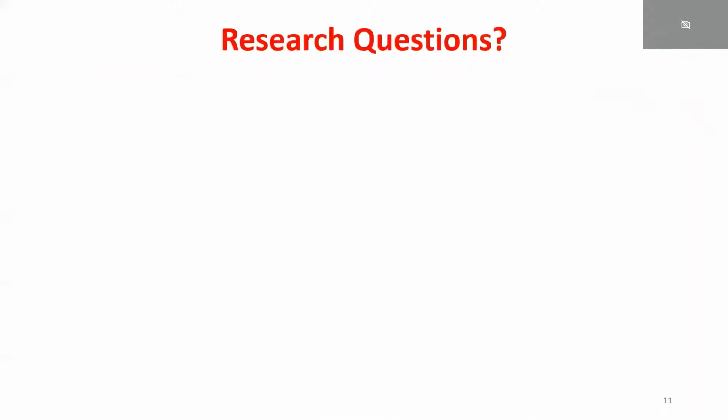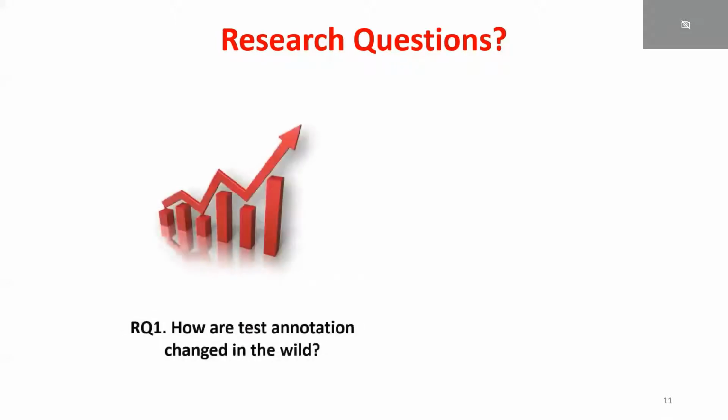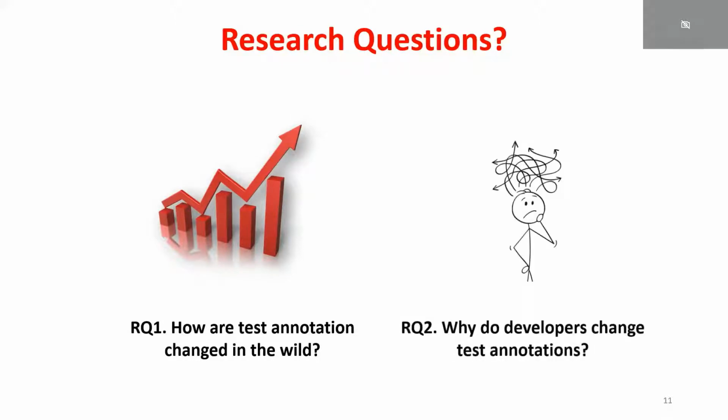Therefore, we propose two research questions to study test annotation maintenance in the wild. In the first research question, we look at how test annotations are changed in the wild. In the second research question, we look at why developers change test annotations.